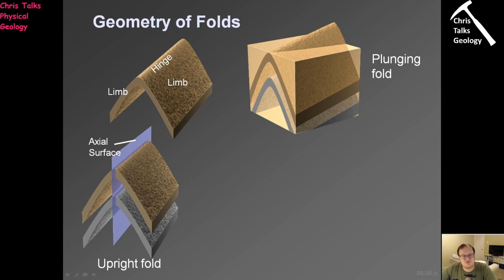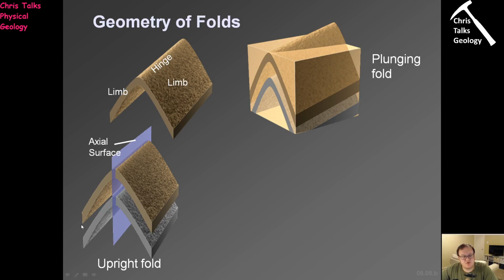So we've already described the axial plane. Now in this case it's been called the axial surface. Axial surface and axial planes are kind of interchangeable terms. I've got to be honest, axial surface is kind of the more up-to-date term, but having been taught by rather old-school geologists, I personally prefer the term axial plane.